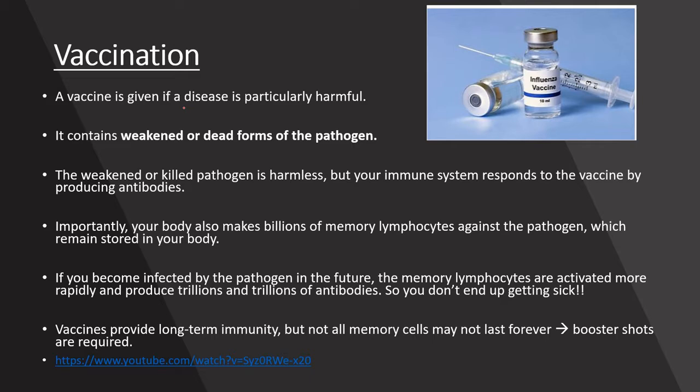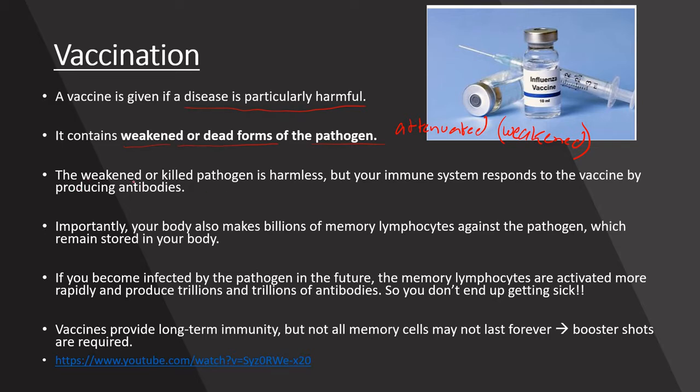So a vaccine is given if a disease is particularly harmful or easily spread among the population. The vaccine is a weakened or dead form of the pathogen. You might hear it referred to as attenuated, which means weakened version of the pathogen. So ideally, if you get injected with this, you're not going to get sick.